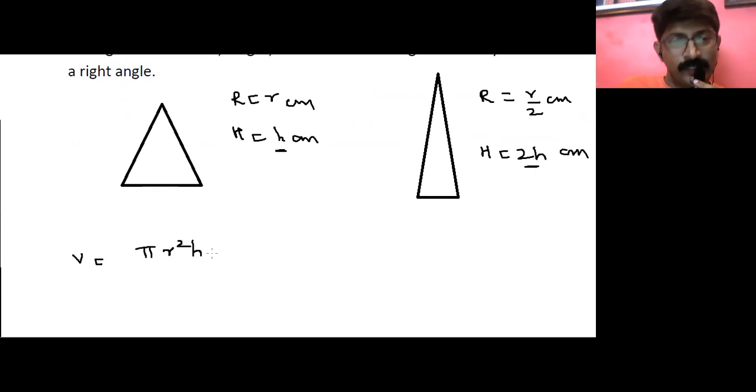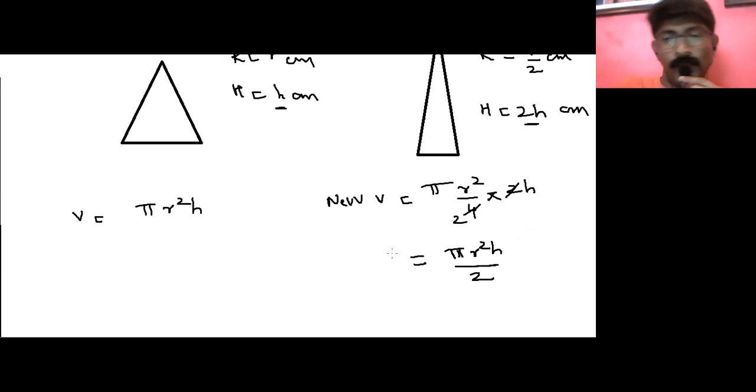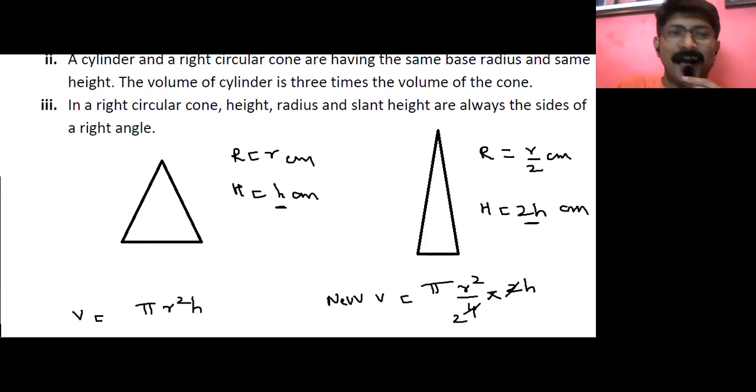What will be the volume in this case? Pi r square h. Now what will be the volume in this case? Pi, but r is now r by 2, so it will become r square upon 4, into the height 2h. The 2 and 2 cancel. So the new volume will become pi r square h upon 2. The initial volume was pi r square h and the new volume is pi r square h upon 2. That means the volume has halved.